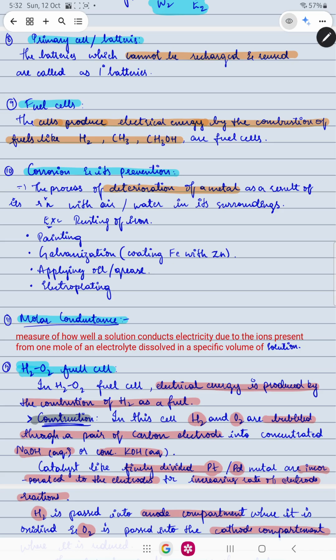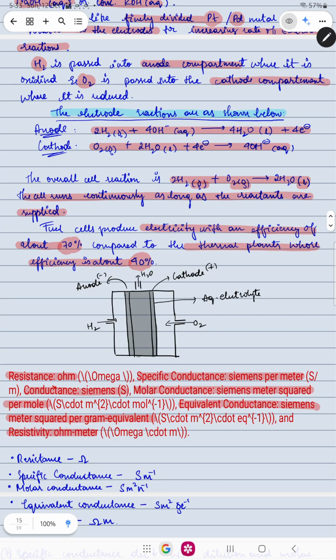electrode reactions. So hydrogen and oxygen are bubbled through a pair of carbon electrodes into concentrated sodium hydroxide or concentrated KOH. These are catalysts incorporated into the electrodes, and they increase the rate of electrode reaction. Hydrogen is passed into the anode compartment where it is oxidized, and oxygen is passed into the cathode compartment where it is reduced.